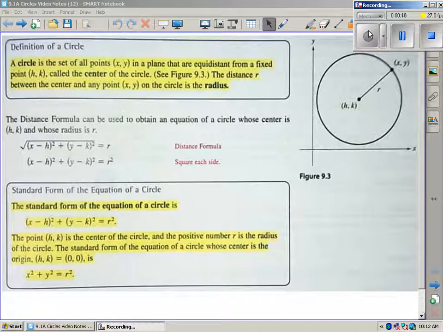So what I'd like you to do is to pause this video and write down the definition of a circle. You're going to need the distance formula, so if you don't remember the distance formula, I would write that down. And then you need to write down the standard form of the equation of a circle as it's given there. So please, in your notes, pause the video, get down the definition of the circle, distance formula if you need it, and the standard form of the equation of a circle.